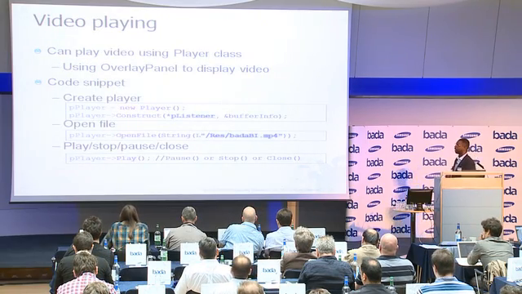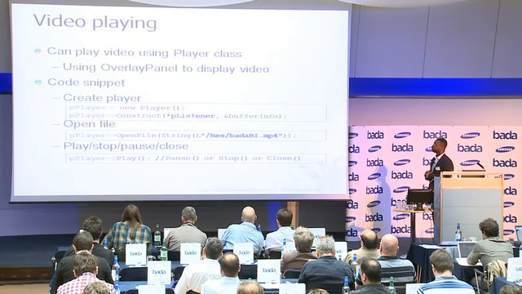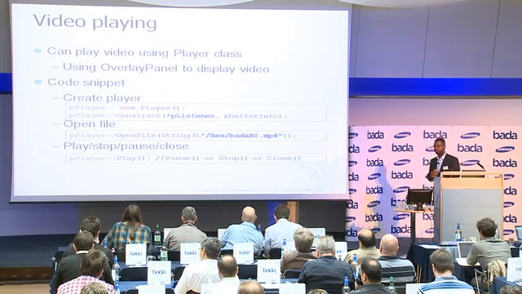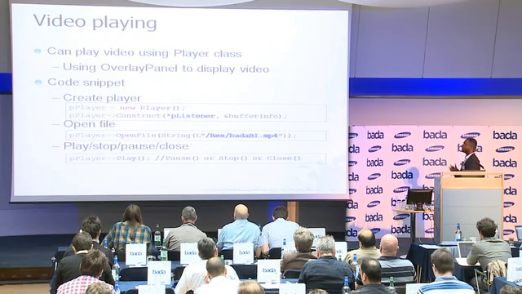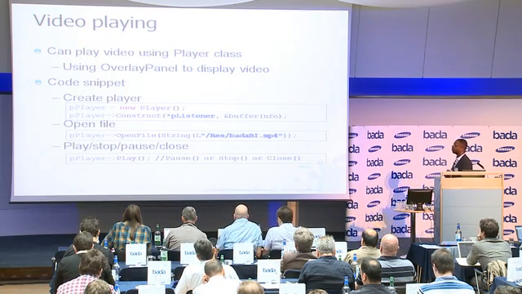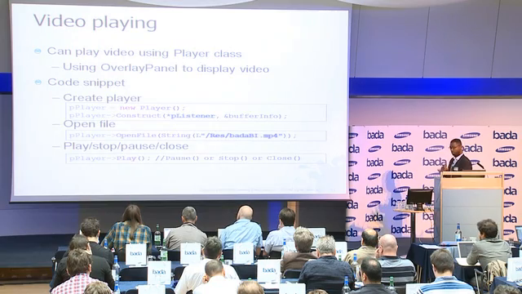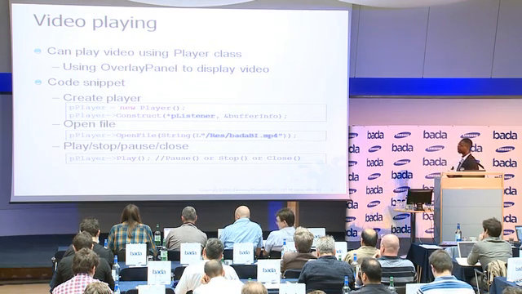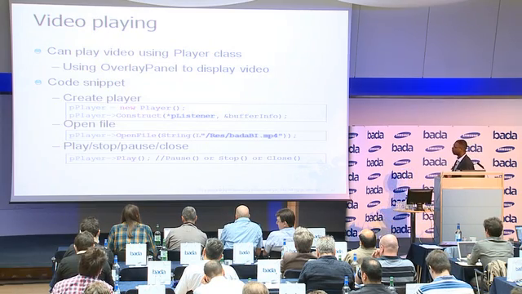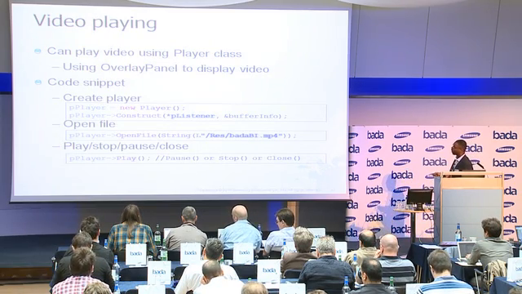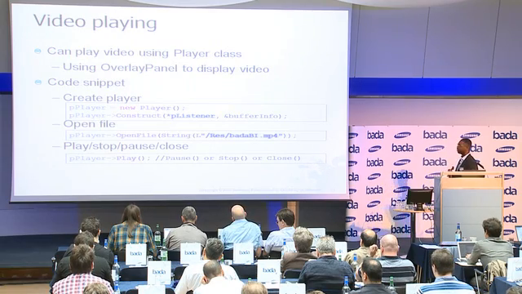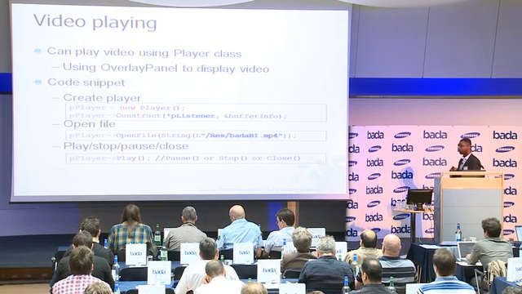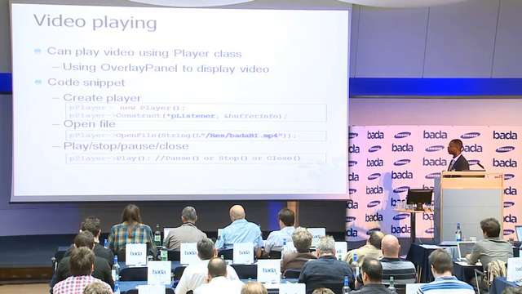Let's have a look at video playing. We can play back video in 2 ways. We can make use of the player class, or we can make use of an overlay panel. More on overlay panels will follow shortly. If we're going to make use of the player class, we create a player instance. Two-phase construction, we pass the pointer to the event listener, and we also pass a pointer to the buffer info. The buffer info is a buffer which will be used to render the video.